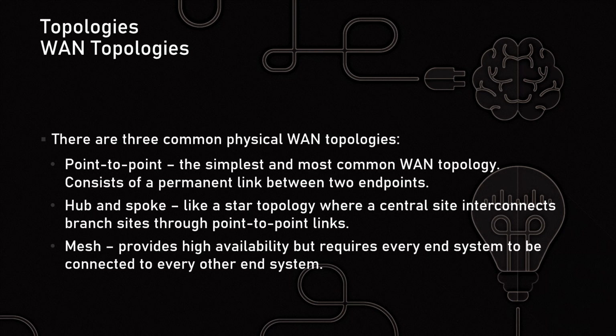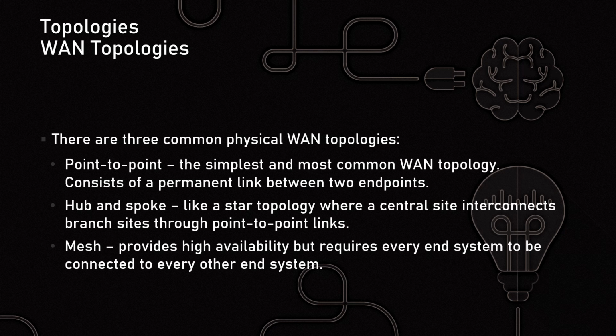two desktops. Hub and spoke is what we talk about when we're dealing with a star topology, where we have a central interconnection that branches through different point-to-point links. So a hub and spoke is actually made up of several point-to-point connections.